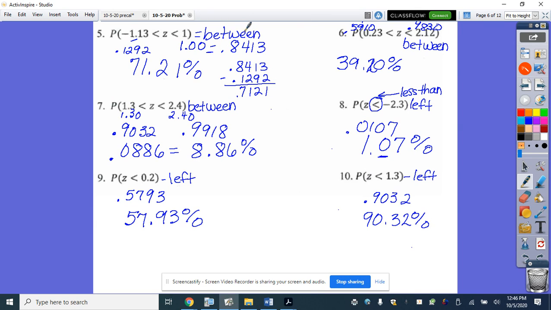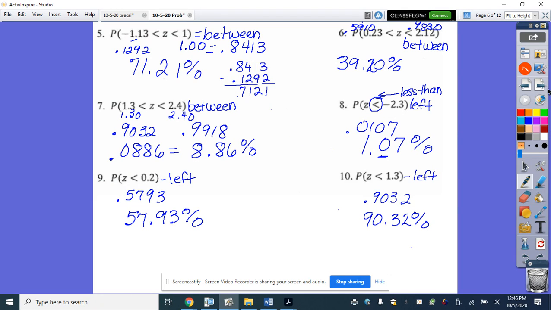The thing I want you to make sure you do is go through and label each of these. I want you to label, is it left, right, or between? So now is the time. If you've never figured out which one is less than and which one is greater than, now you must know the difference. Less than points to the left. If that's a help, that's the way you want to remember it. So each of these are left.